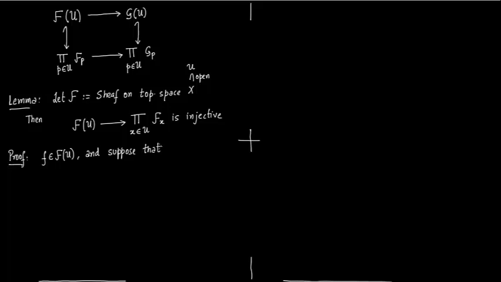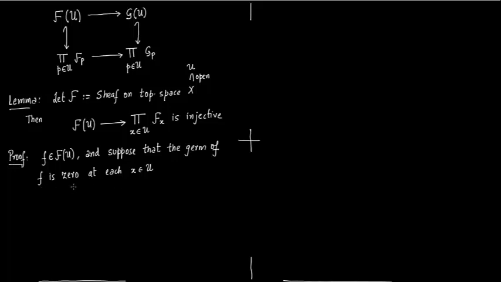So you fix f, an element of F(U), and suppose that the germ of f is 0 at each point x in U. That essentially means you take f in F(U) and it maps to 0 in each of the stalks F_x. So if you have different points x1, x2, x3, f gets mapped to 0. For injectivity we have to show that f itself is 0.